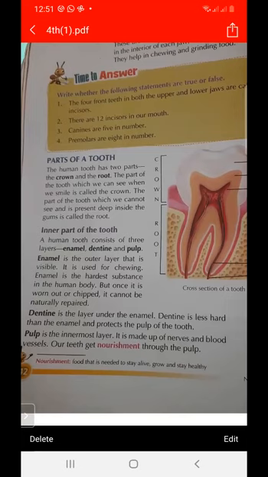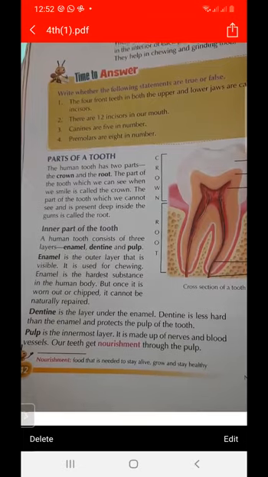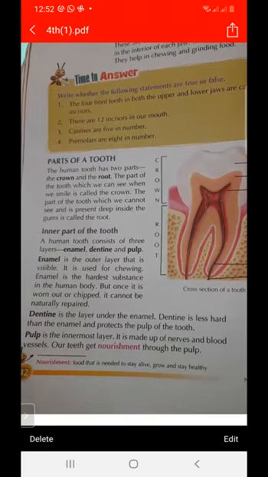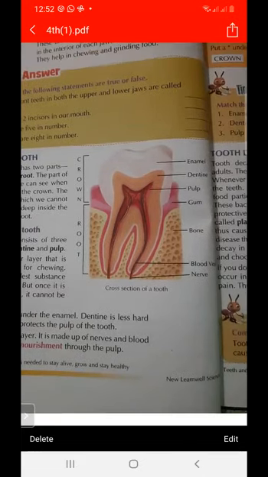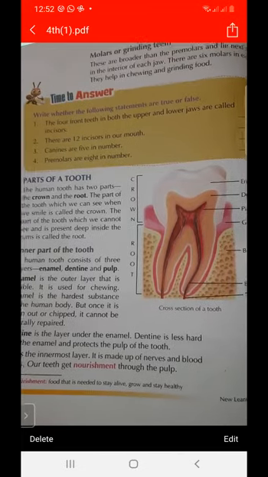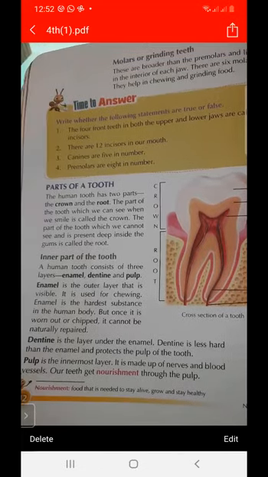And after enamel, there is a layer called the dentine. And what is the function of dentine? It protects the pulp of the tooth. So the dentine, shown in the figure, protects the pulp, and it is less hard as compared to the enamel.